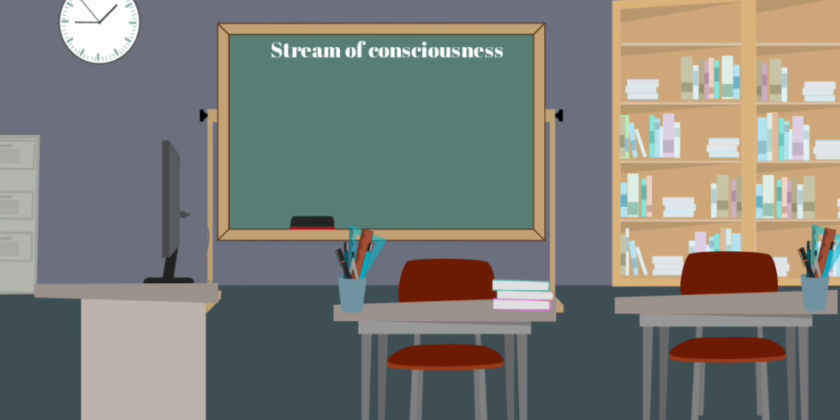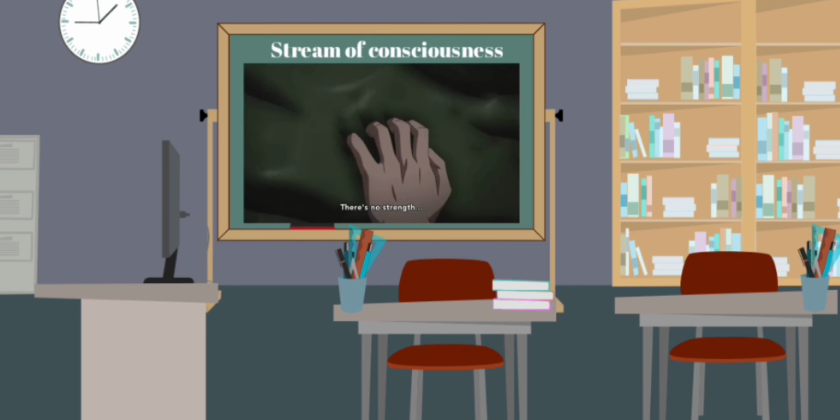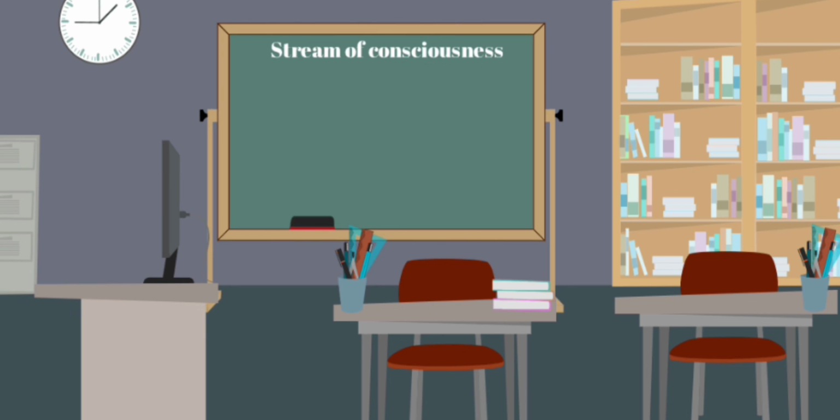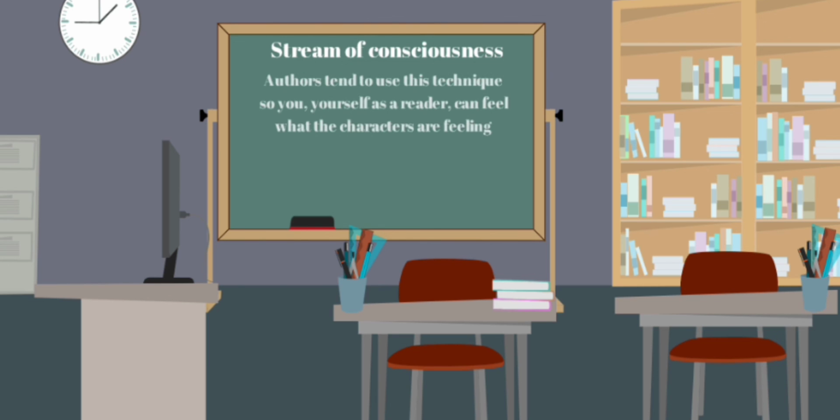This example shows his thoughts as he reacts to the situation he is in. They use phrases like, so you can get a grip of how he's feeling as if you're in the situation yourself. Authors tend to use this technique so you yourself as a reader can feel what the characters are feeling. There are many different ways to express or write this. This example isn't the only way.